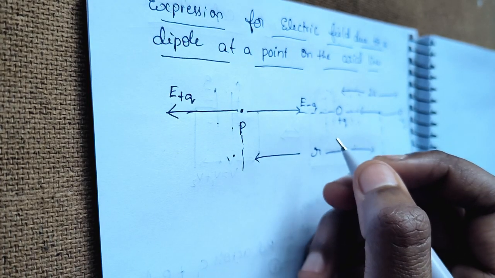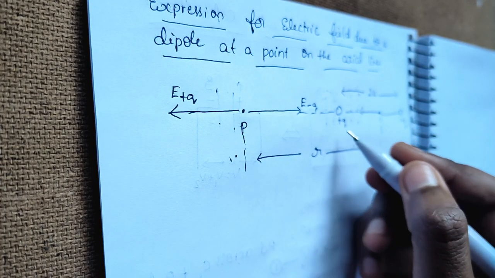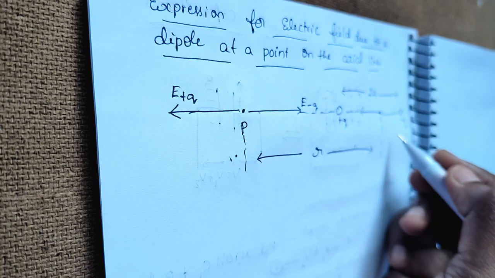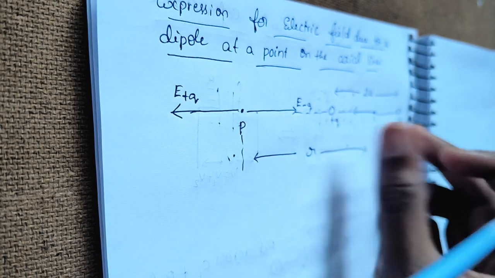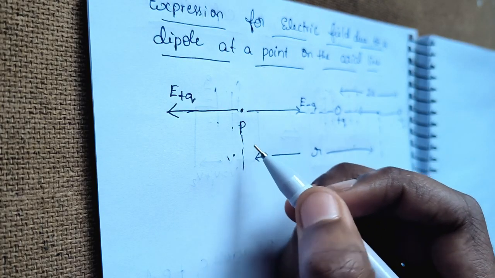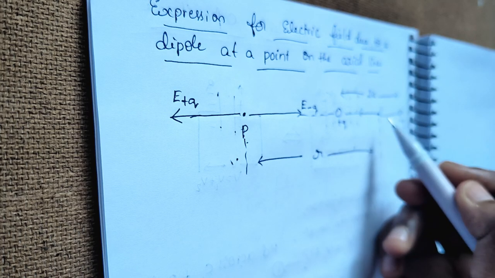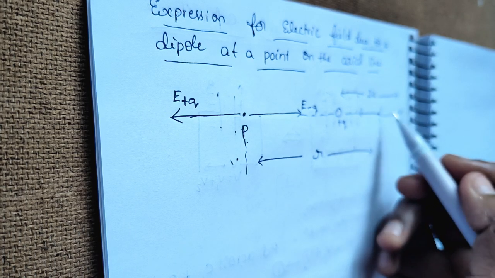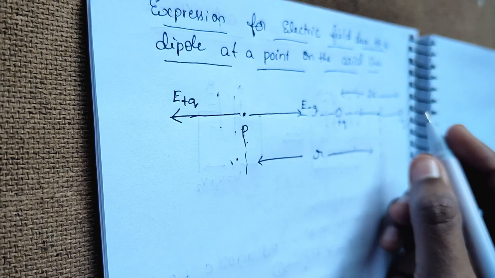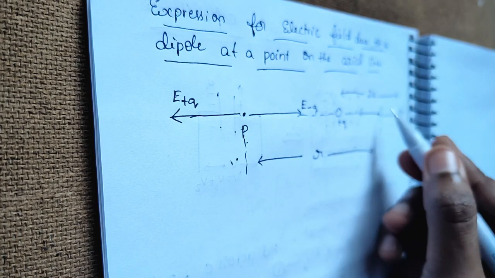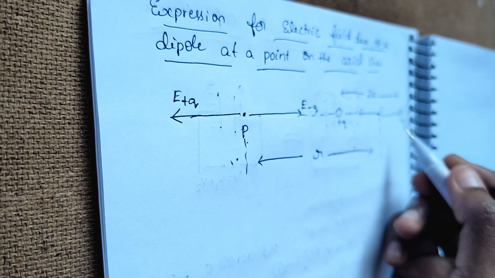This is the diagram. We can explain the diagram as in the figure we have plus q and minus q, which are the magnitude of charges of the dipole. Here P is the point on this axial line. 2a is the distance between the charges. Here 2a means dipole. We know that a dipole is a pair of equal and opposite charges separated by a distance 2a. Now let us consider our first equation.